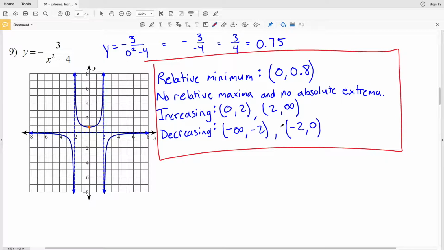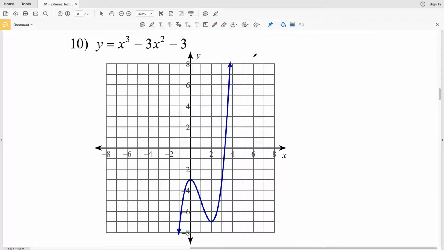Let's move on to number 10. In number 10, we have 2 points of extrema. We have a maximum that occurs at x equals 0 and a relative minimum that occurs at x equals 2.